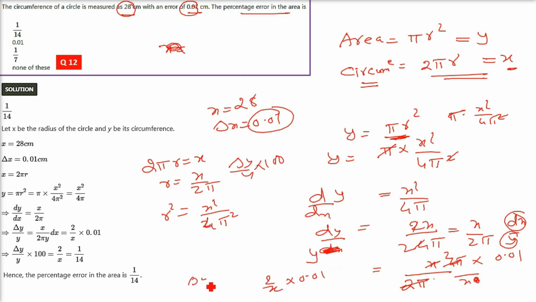So you have delta y by y, and when you multiply it by 100. What is x? It is 28. So you have 2 by 28, and the other things get cancelled. You have 1 by 14. So the percentage error in the area is nothing but 1 by 14 that you are going to choose, which is the first option in this case.